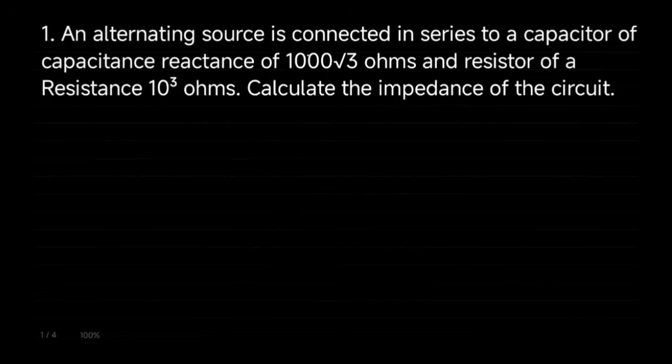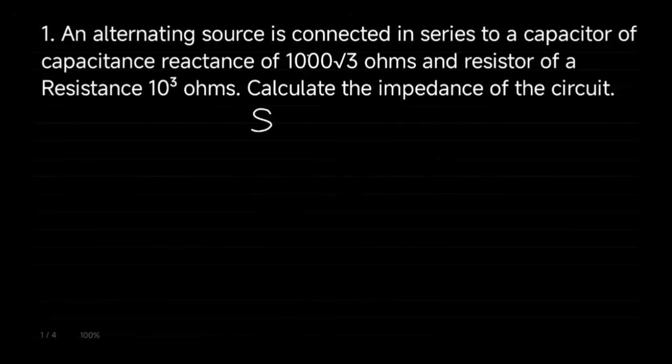Question number 1 says, an alternating source is connected in series to a capacitor of capacitive reactance of 1000 root 3 ohms and a resistor of resistance 1000 ohms. Calculate the impedance of the circuit.